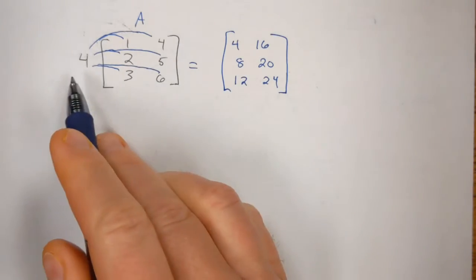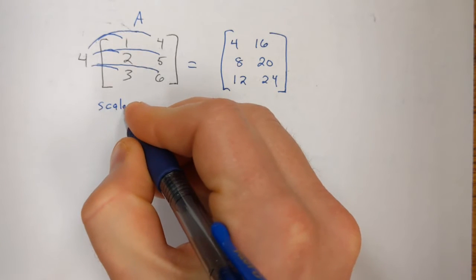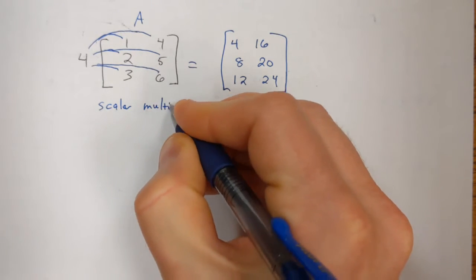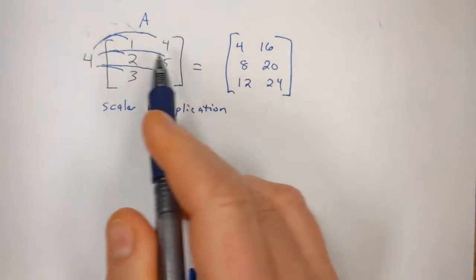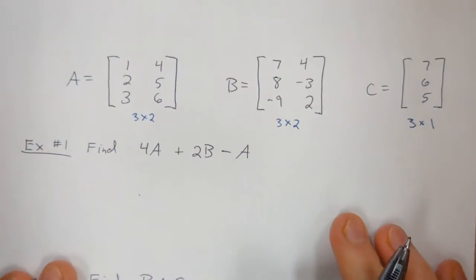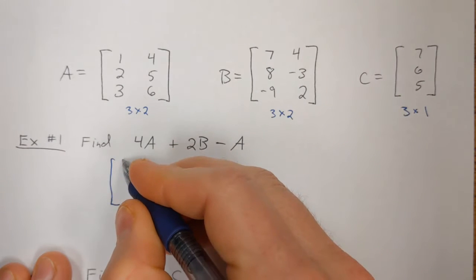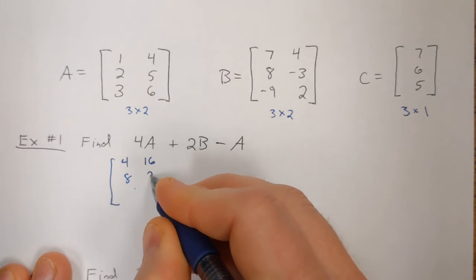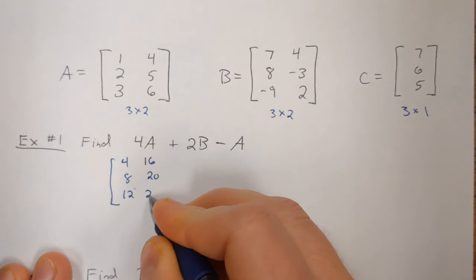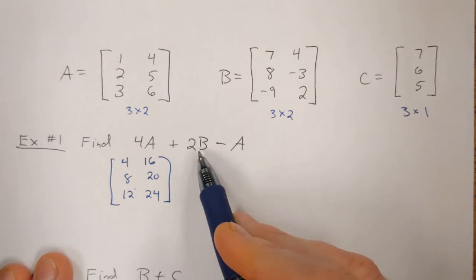So multiplying a number times a matrix, this is called scalar multiplication. It works very much like the distributive property. We're going to multiply all these elements by 4. So with that in mind, we're asked to find 4A. Okay, we're going to multiply all of these elements by 4, just like we did on the back page. 4, 16, 8, 20, 12, and 24. This is 4A. Now we have to do 2 times B.